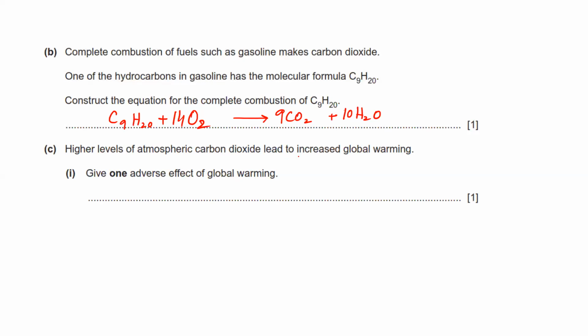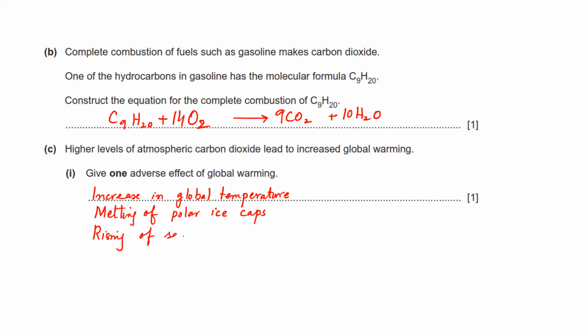Then it says higher levels of atmospheric carbon dioxide lead to increased global warming. Give one adverse effect of global warming. I mean, there are many. Increase in global temperature. Okay. Melting of polar ice caps, rising of sea level. Yes, I mean these are good. Any one of these will be good.